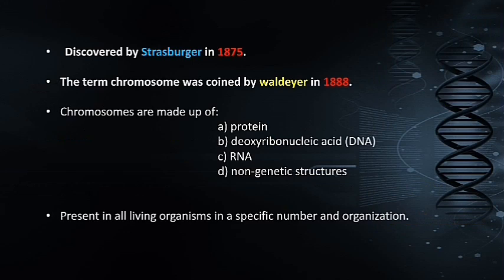It was first discovered by Strasburger in the year 1875, and later the term was coined by Waldeyer in 1888. Students, don't be confused between the scientists who discovered and who termed the chromosome, because the same thing is asked repeatedly in entrance exams. So please remember this. Normally chromosomes consist of components like proteins, deoxyribonucleic acids, RNA, and to some extent non-genetic structures like matrix and pellicle. Chromosomes are present in all organisms in a specific number and in specific organization.